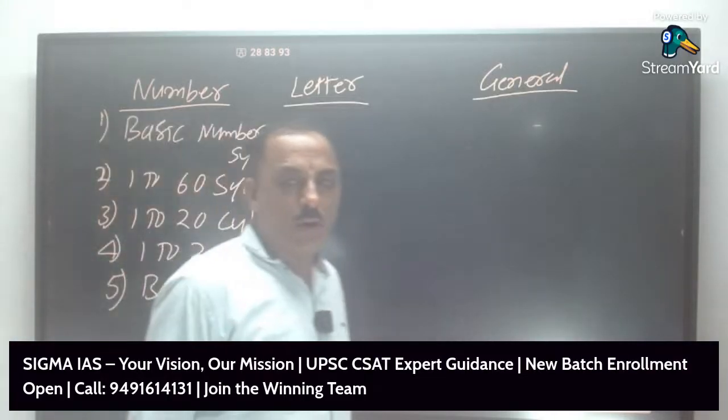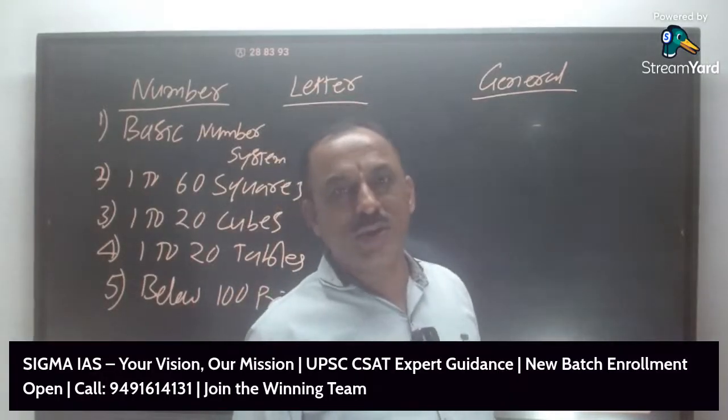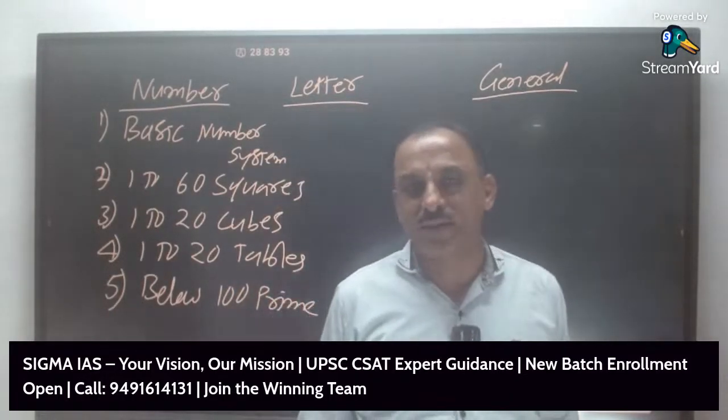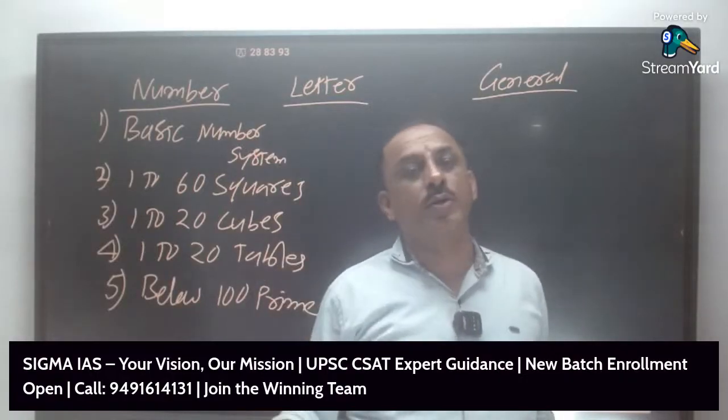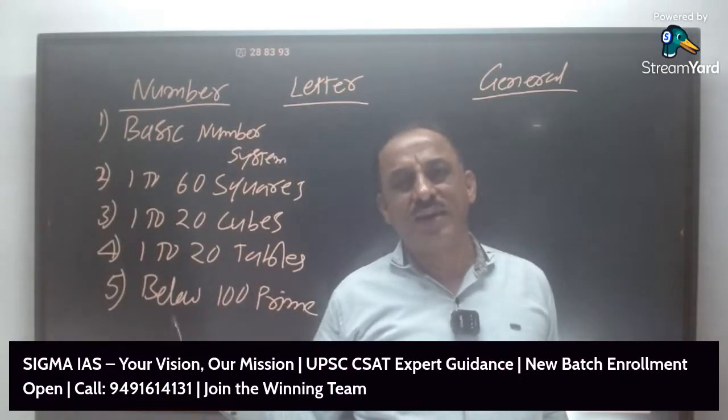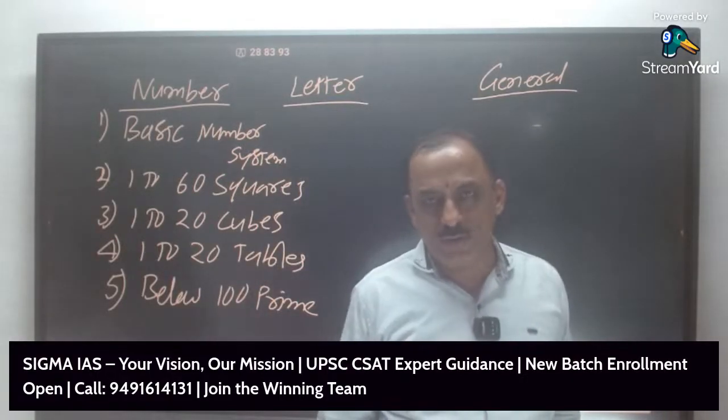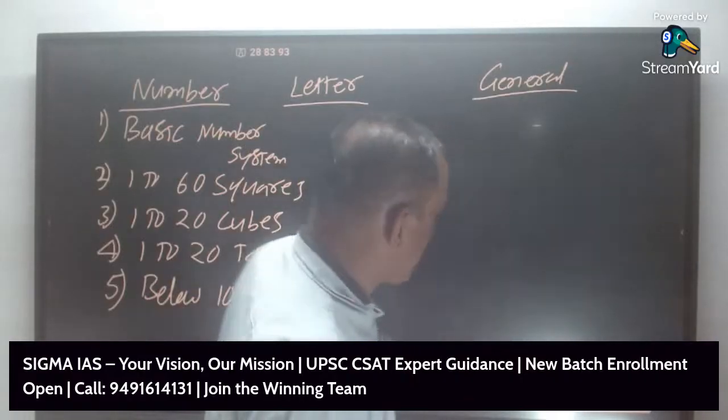What is a prime number? A number which is not divisible by any other number except 1 and itself, that is known as a prime number. What is the first prime number? 2. Next, 3, 5, 7, 11, 13. These all are prime numbers. Below 100 prime numbers are important.